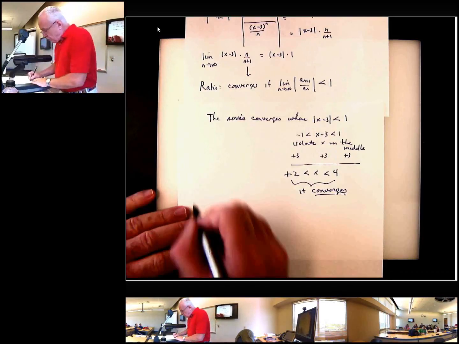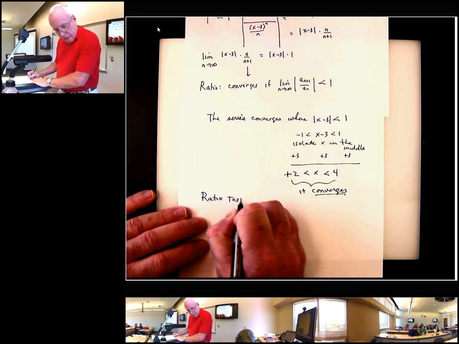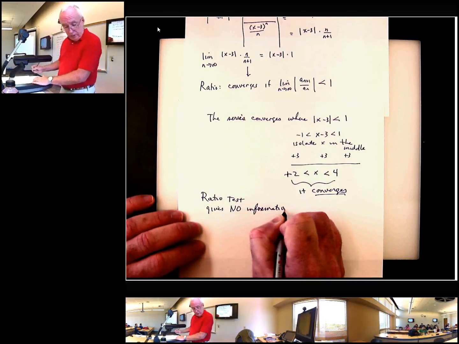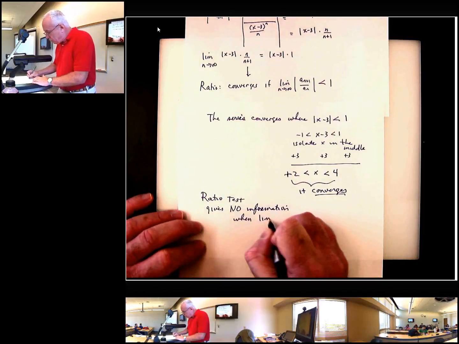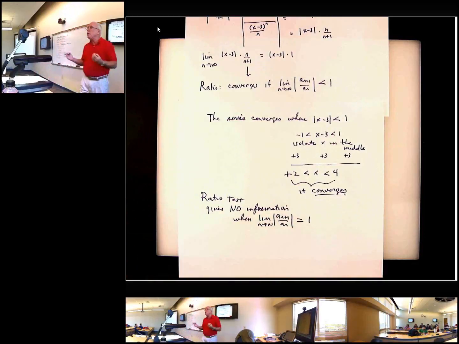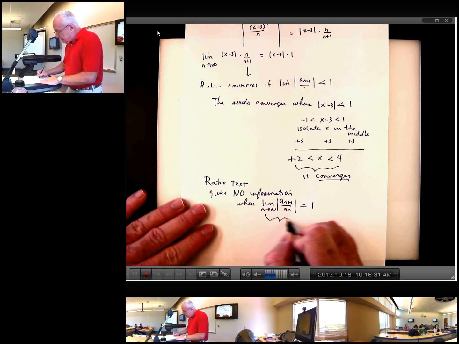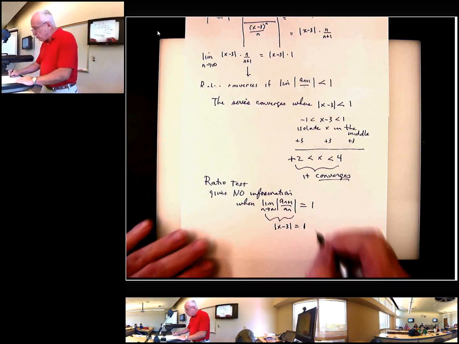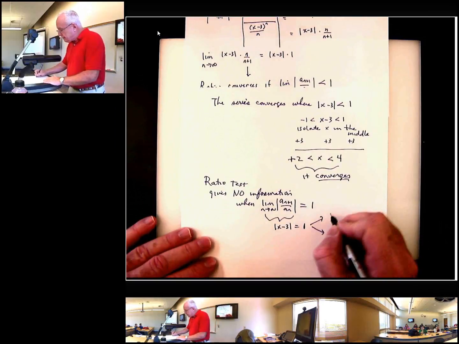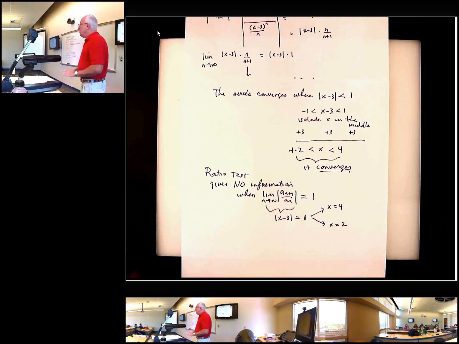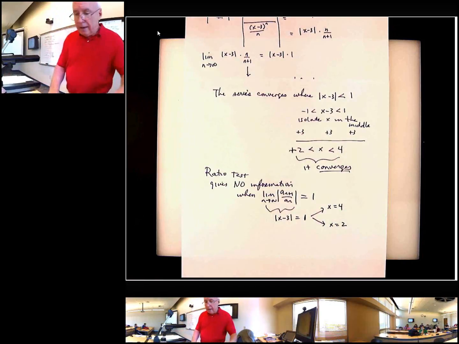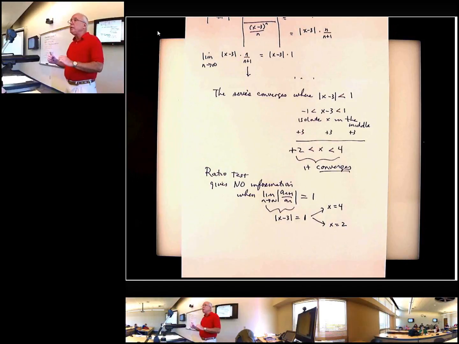Because remember this, the ratio test gives us no information, or it's inconclusive, when that limit of the quotient as n goes to infinity is exactly equal to 1. We don't know anything. And in this case, that limit was the absolute value of x minus 3 when that's exactly equal to 1. And of course, those are the two endpoint values of our interval here. That's at x equals 4 and at x equal to 2. So that test has not given us any information about what happens there. So as Tom suggested, what we have to do is plug each of those two values in and test them separately.